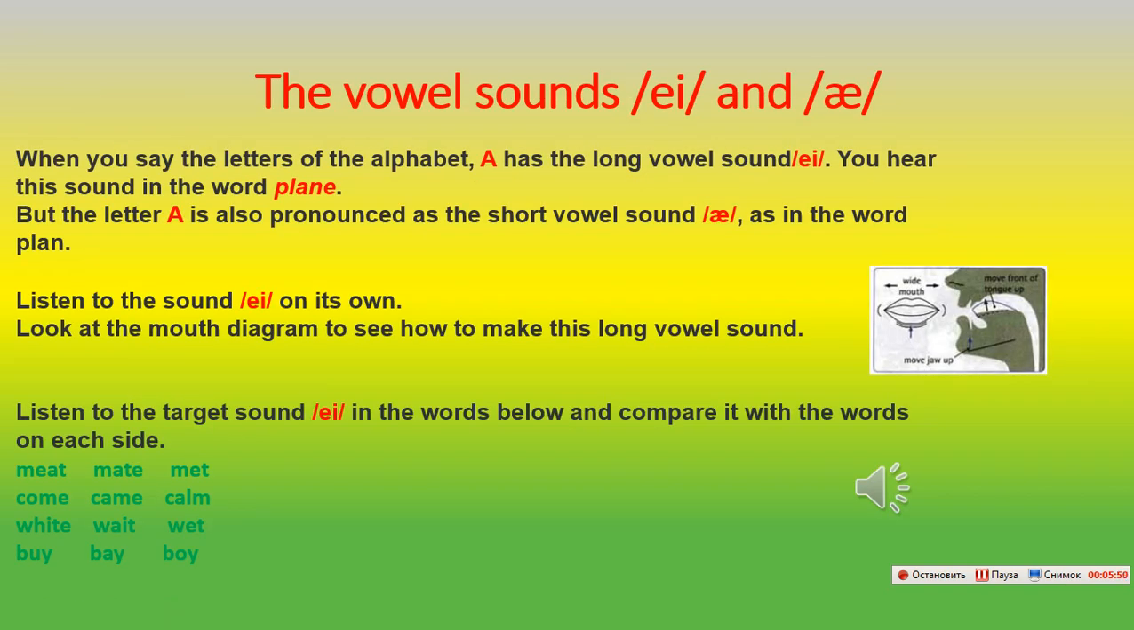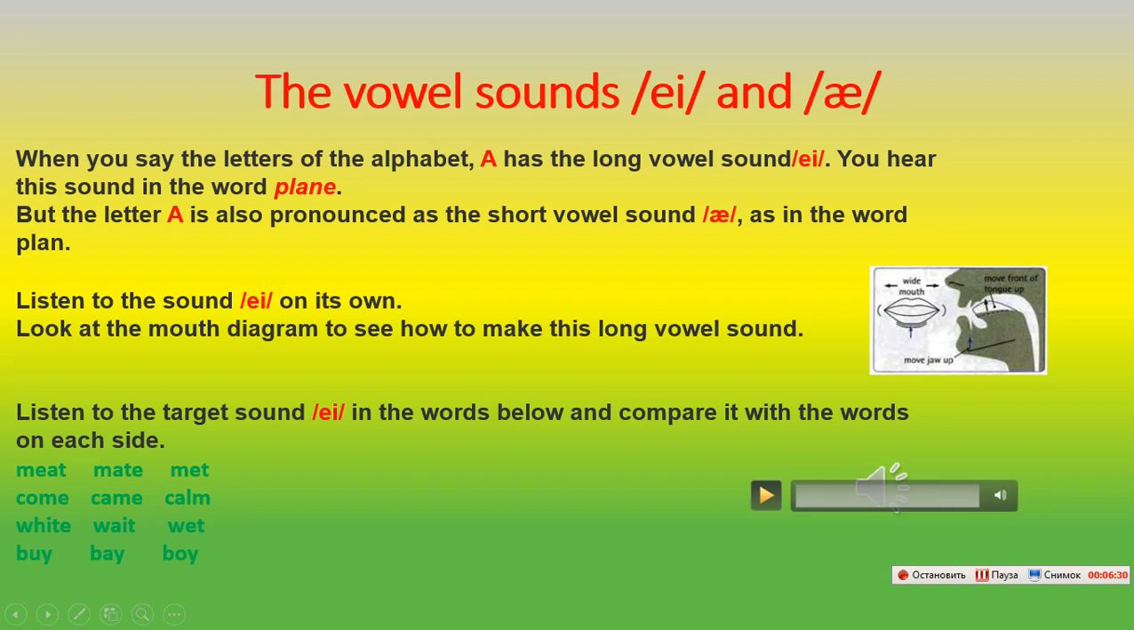The vowel sounds A and R. When we say the letters of the alphabet, A has the long vowel sound. You hear this sound in the word plane, but the letter A is also pronounced as the short vowel sound, as in the word plan. Listen to the sound A on its own. Look at the mouth diagram to see how to make this long vowel sound.